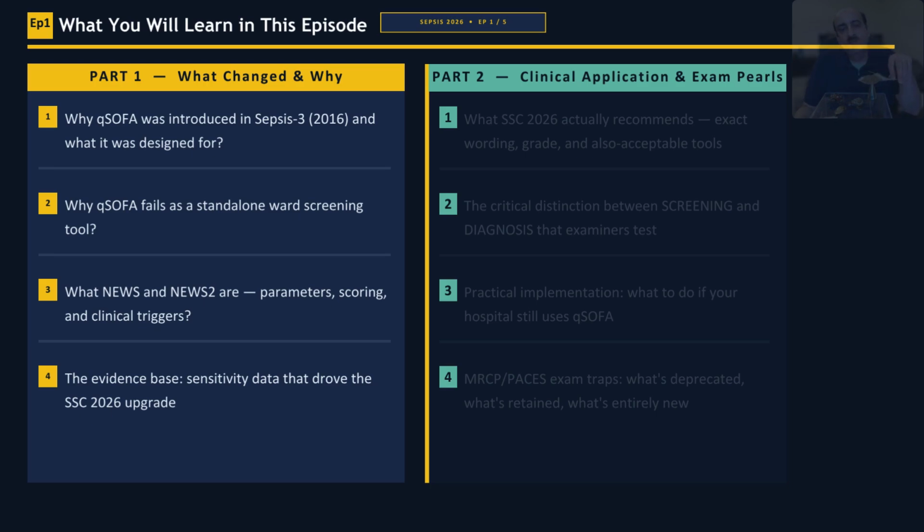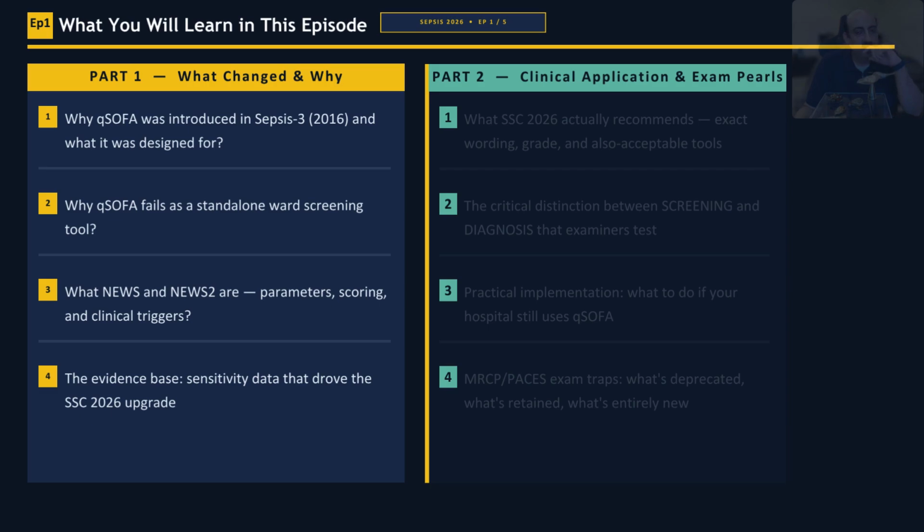In part 1, we will cover the qSOFA, why it was introduced in the Sepsis 3 2016 guidelines, what exactly it was intended to do at the time, and how it got sort of inappropriately used downstream. The other thing is why qSOFA fails as a standalone tool from a ward screening point of view. We will come to that.